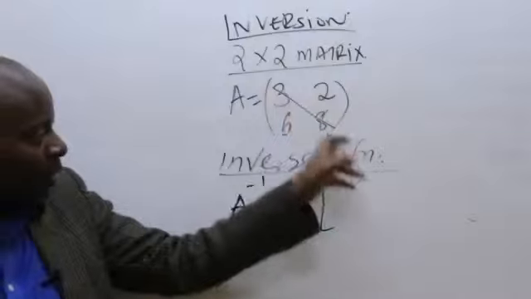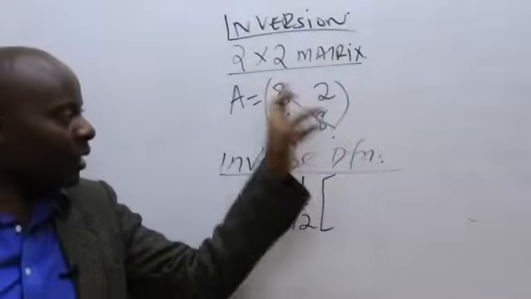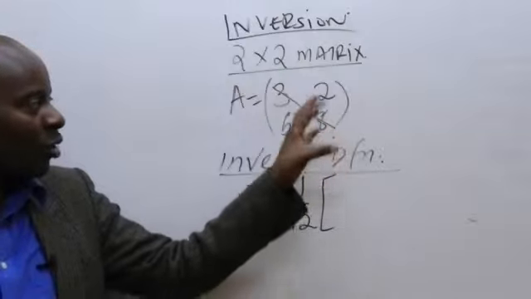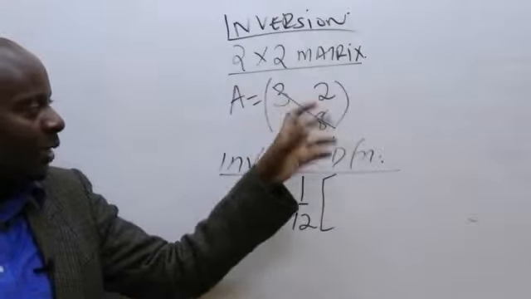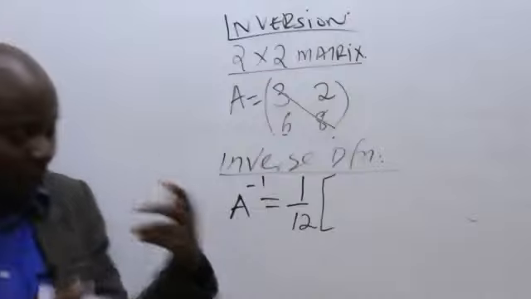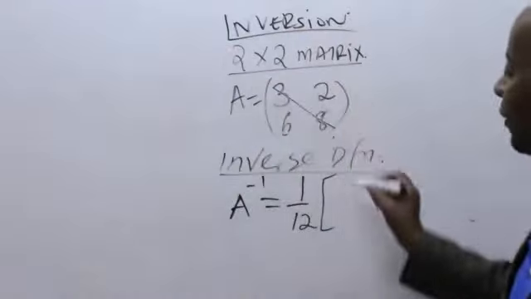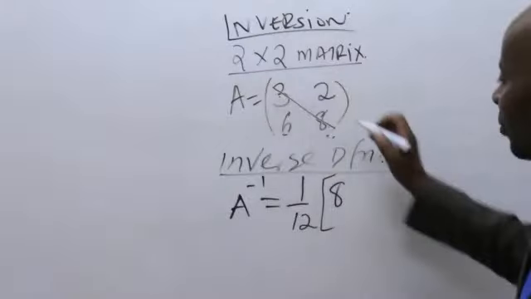These are the primary elements. So we swap them. They take their respective positions there. In this case, we interchange them between their respective positions. So we have here 8 taking the position of 3, and 3 taking its position like that.